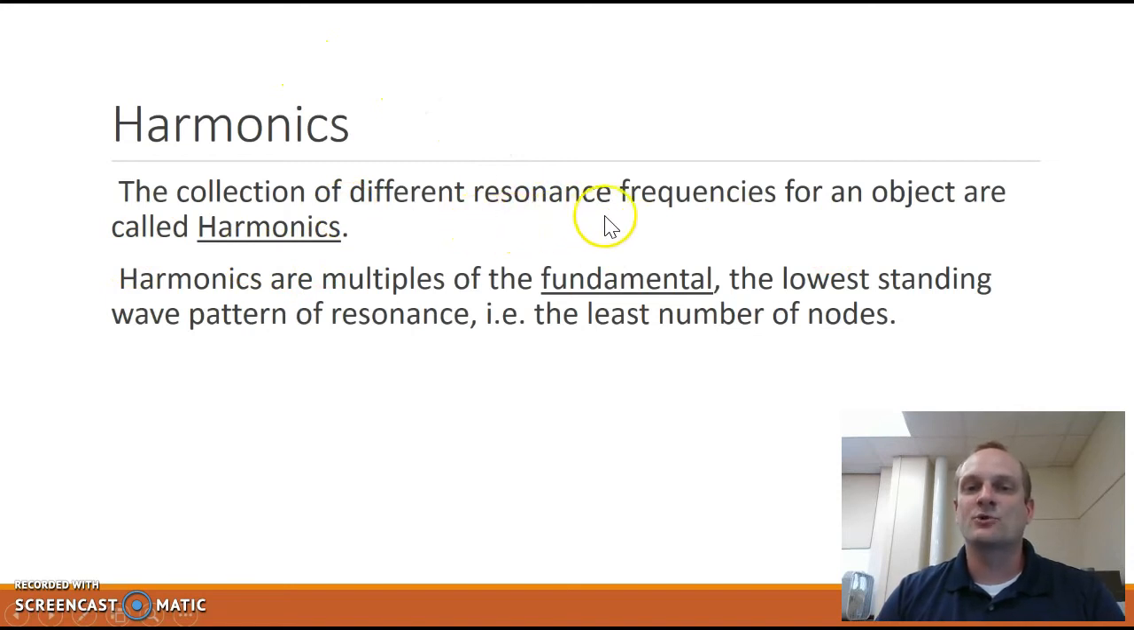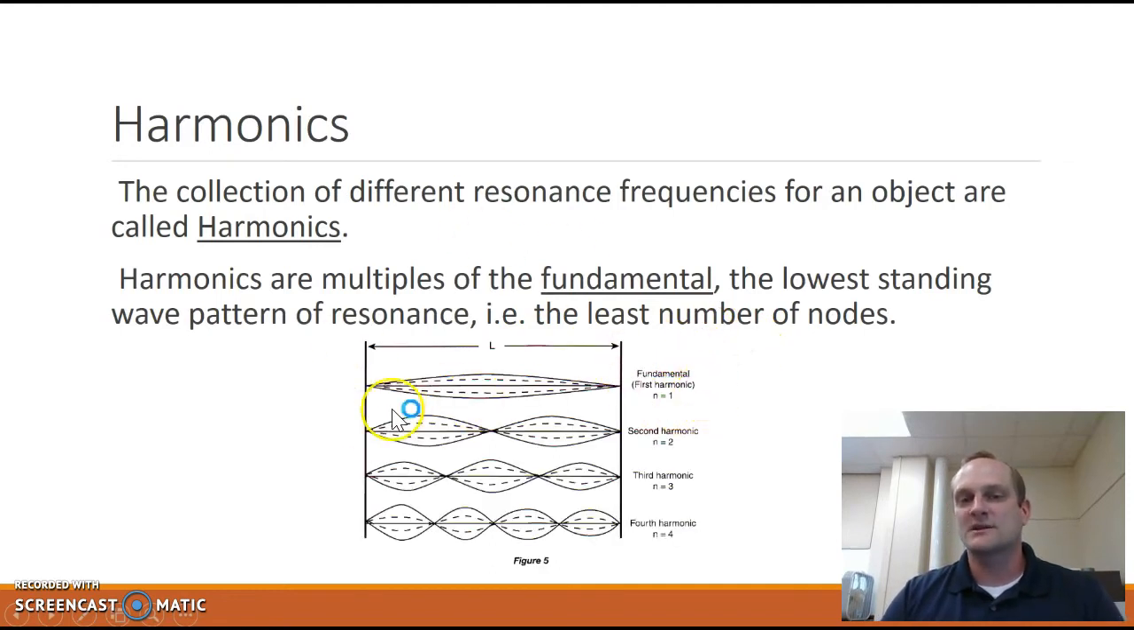So the collection of different resonant frequencies for an object are called the harmonics. Harmonics are multiples of the fundamental, the lowest standing wave pattern of resonance, or the one that has the least number of nodes. So think about your harmonics for a second. This would be on a string, right? For standing waves in a string, I need nodes on the ends, right? There exists a fundamental or a first harmonic, a fundamental frequency that will make this vibrate back and forth. If I double that frequency, I get 2 antinodes going back and forth forming this wave pattern. If I tripled the fundamental frequency, I would get 3 antinodes, right?